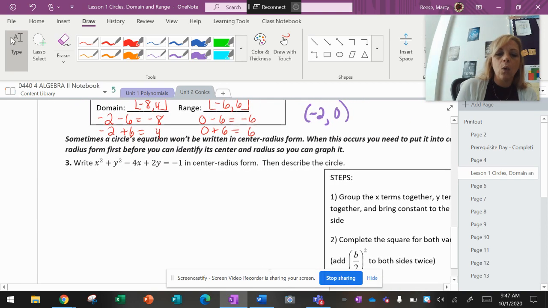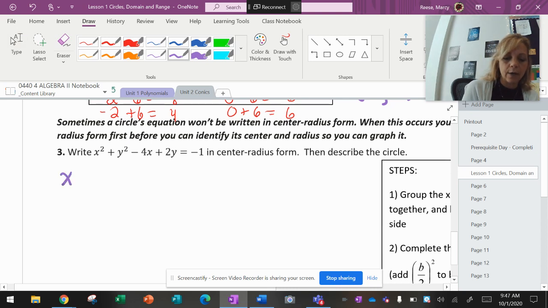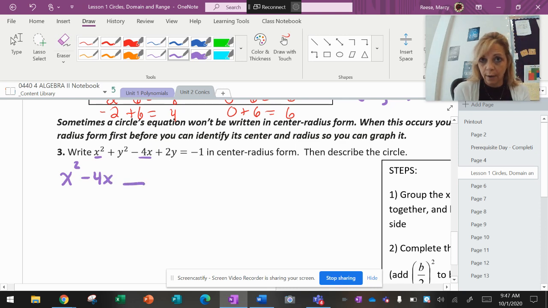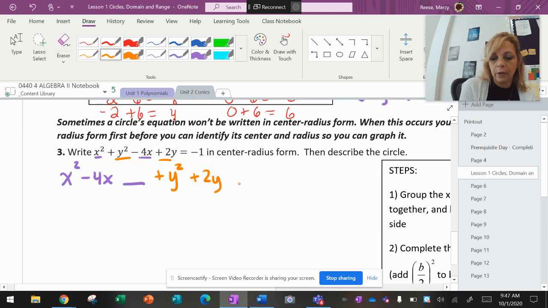Okay, so you're going to group this. You're going to do x squared minus 4x, and you're going to leave a space because we have to create a perfect squared trinomial right there. Then you're going to do the y: plus y squared plus 2y and leave a space. Okay. All right, and remember my constant, which is -1, is going to stay on the right-hand side all by itself. Okay, and then you're going to do your completing the square.